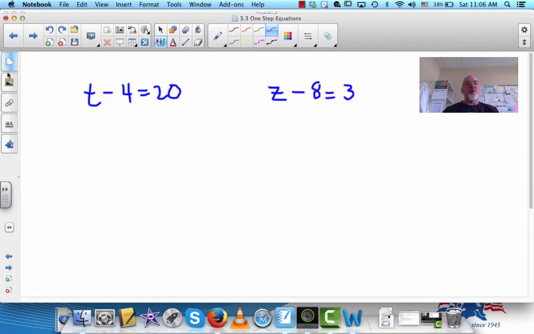Okay, now it's your turn. Pause the video and try these two equations and see what you come up with, and then start the video up again and we'll see how we did. Okay, t minus 4 equals 20.